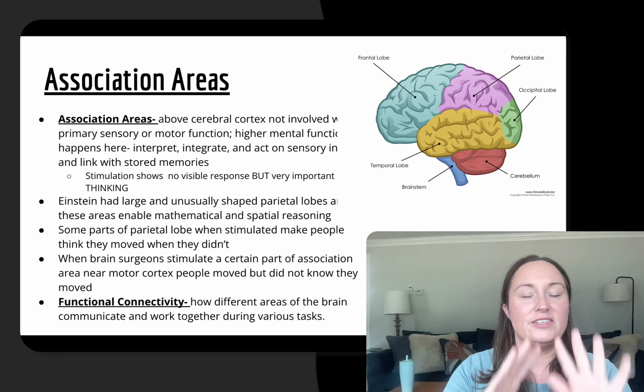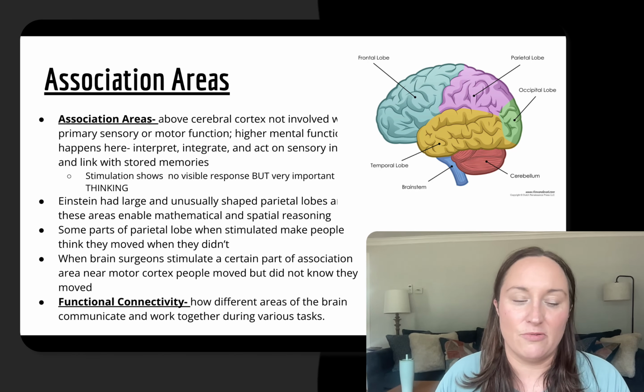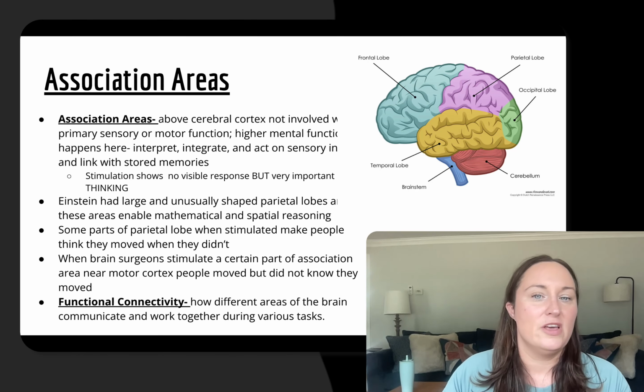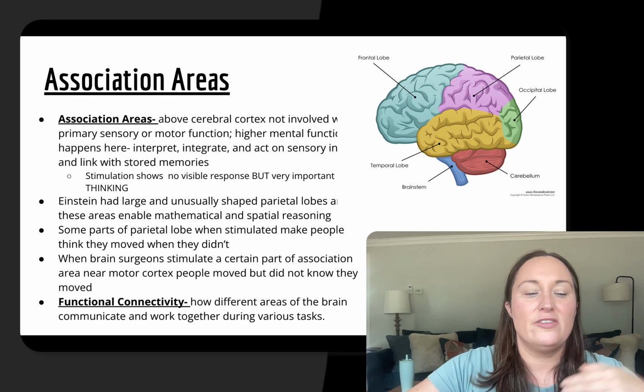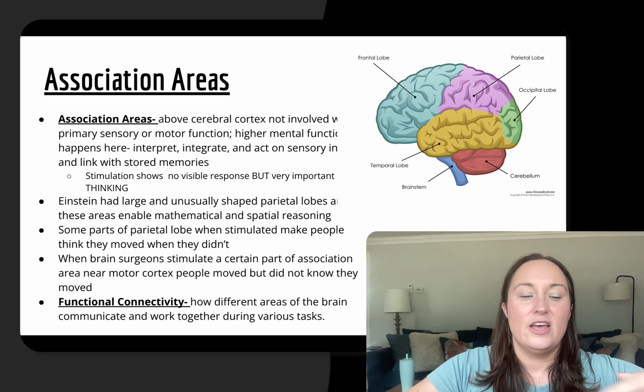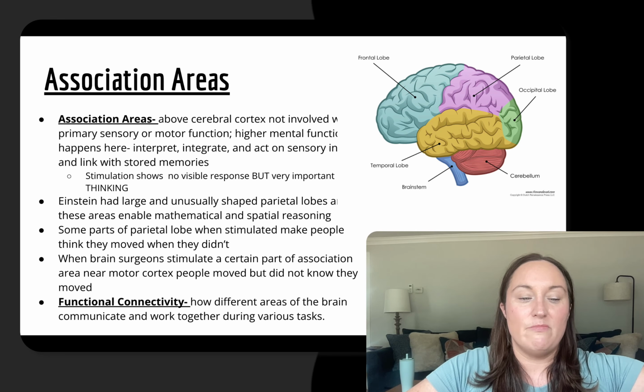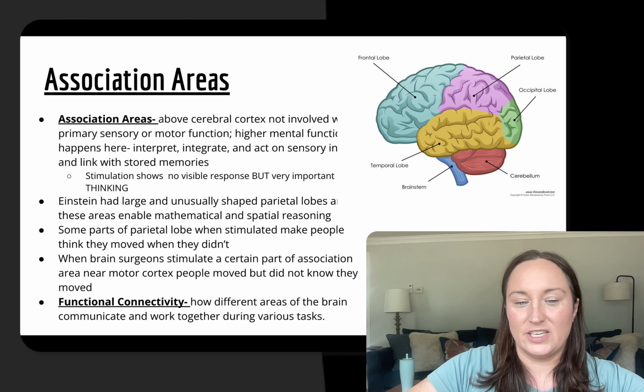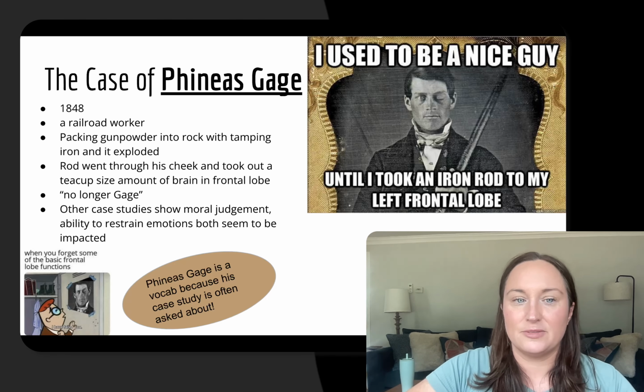Again, association areas in more detail would be beyond a Psych 101. This is just what you need to know, that they're the integrators. They are the functional connectivity. They're integrating and they're making the different parts of the brain work together during these various tasks.